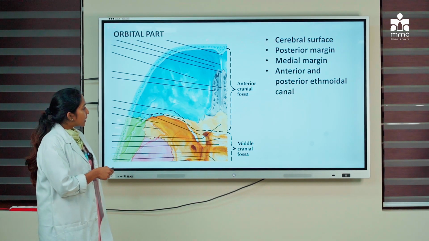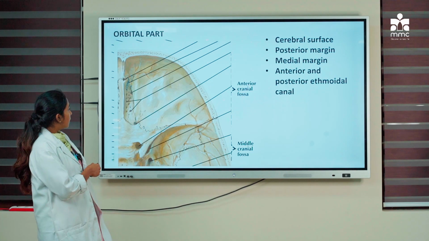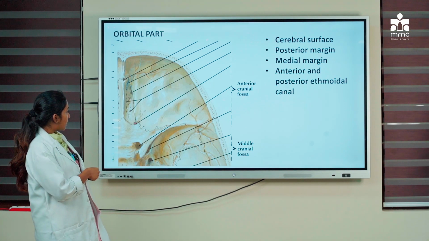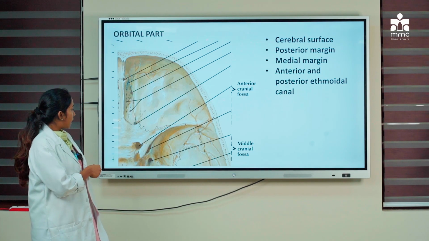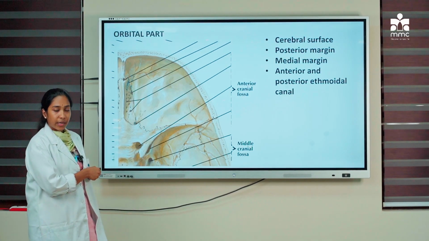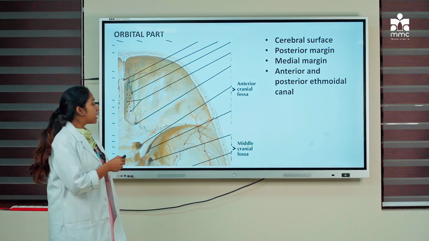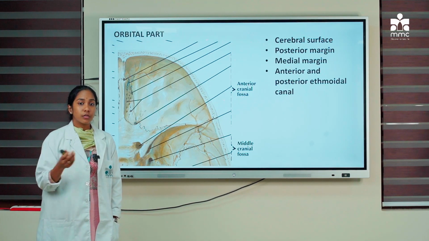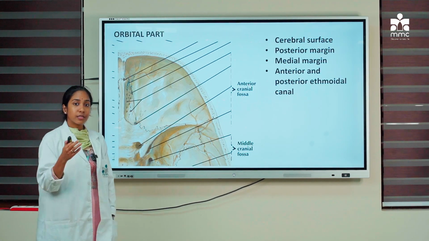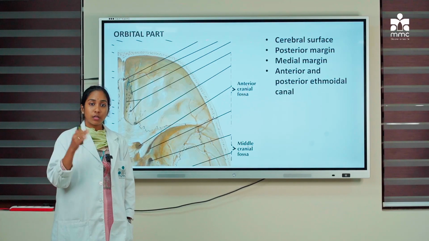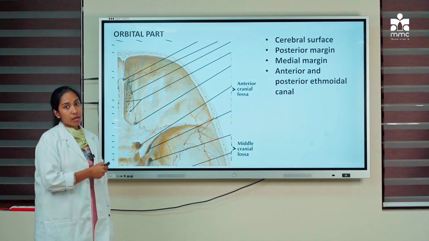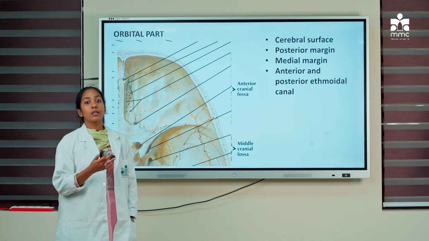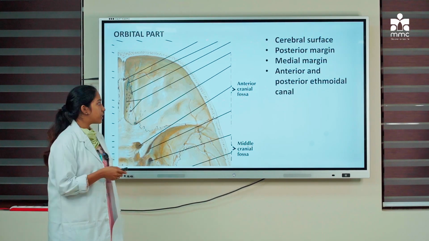and anteriorly and posteriorly here we can see one canal, and here we can see one canal. So this is the anterior ethmoid canal and this is the posterior ethmoid canal. Through the anterior ethmoid canal, the anterior ethmoidal artery, vein and nerves are passing. In the same way, through the posterior ethmoid canal, posterior ethmoidal vessels and nerves are passing.